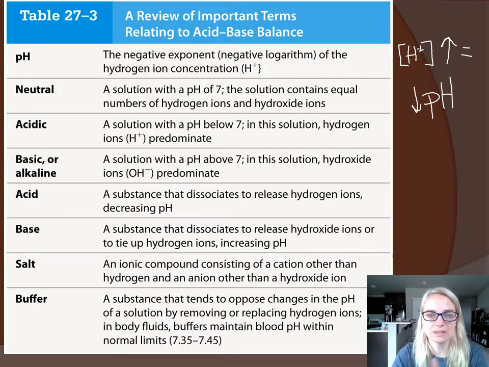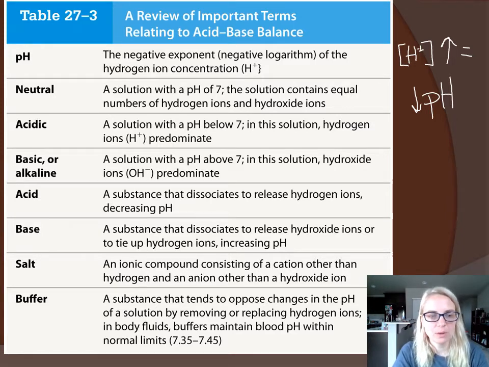So remember, it is a pH scale from 0 to 14. 7 is neutral. Anything less than 7 is going to be an acid. Anything greater than 7 is going to be a base. So when we talk about the pH number, a higher concentration of hydrogen ions is going to result in a lower pH number, okay? So that is our measurement of pH.